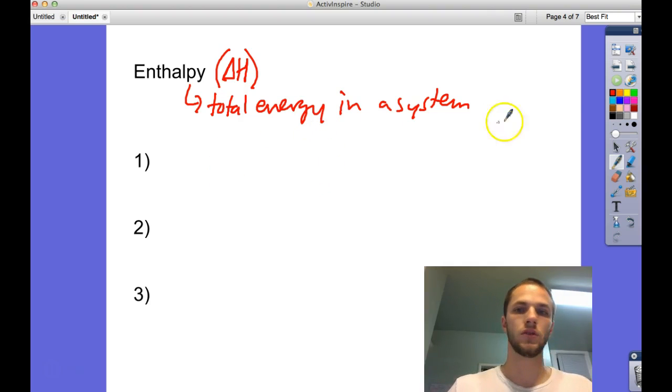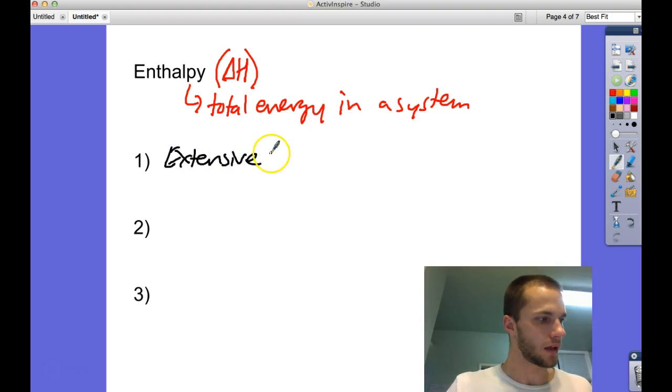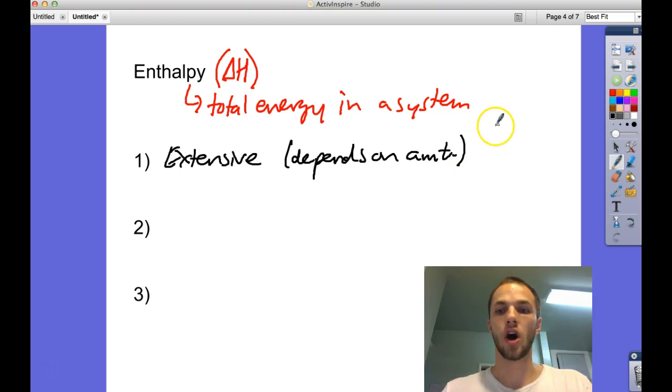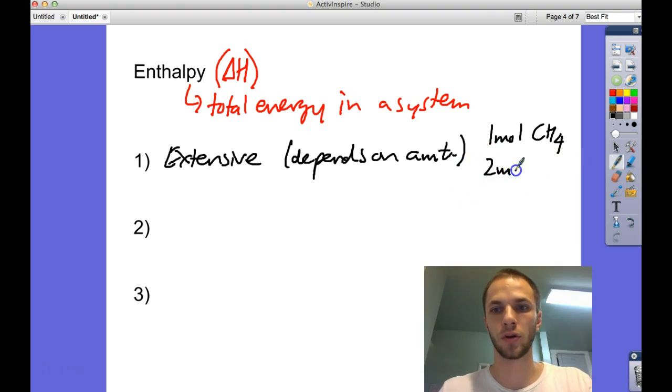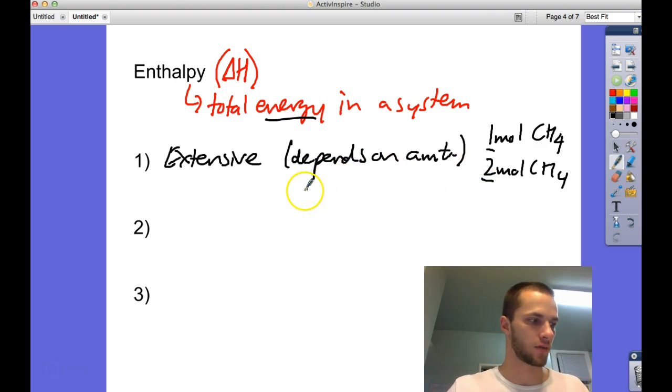There are three things that you need to know about enthalpy. Number one is that it is extensive. What does that mean? That means it depends on the amount. So if you have, for example, 1 mole of methane, CH4, that burns versus 2 moles of CH4, different amounts of energy, enthalpy, will be released or gained because the amount is different. So it's extensive. It depends on the amount.